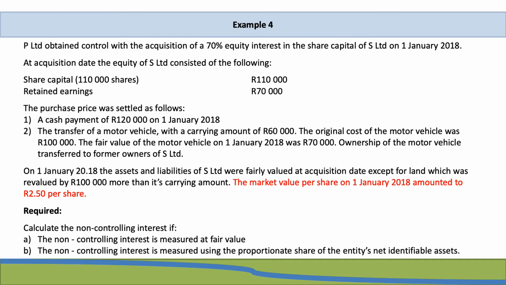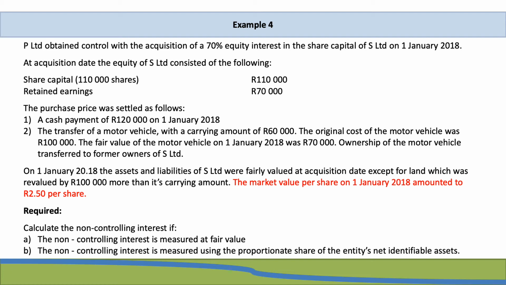Then we are told that on 1 January 2018, the assets and liabilities of S Limited were fairly valued at acquisition date, except for land, which was revalued by 100,000 Rand more than its carrying amount. So all of that you've already dealt with in part A and part B of the presentations. So here is where the new part comes in. The market value per share on 1 January 2018 amounted to 2 Rand 50 per share.